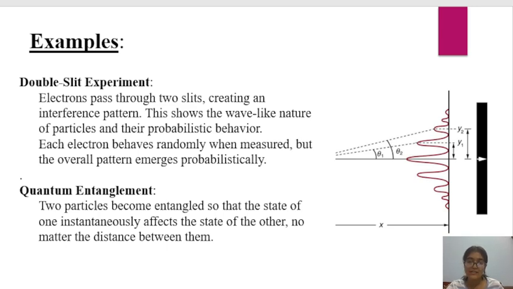When two particles are entangled, the states are correlated no matter how far apart they are, meaning measurement of one particle instantly affects the other one.